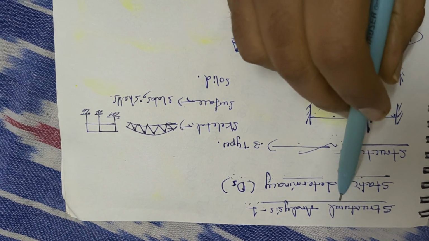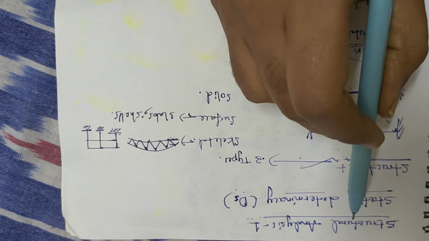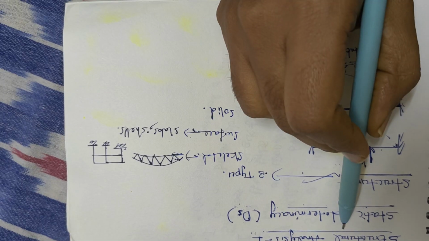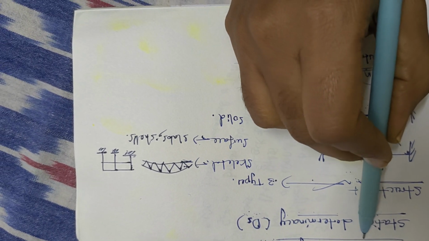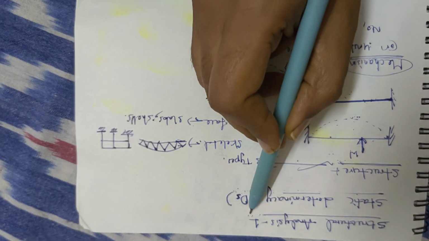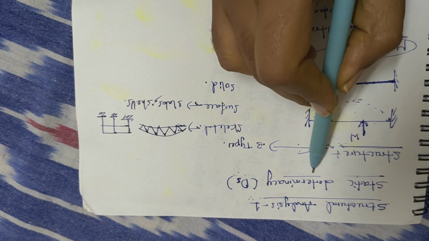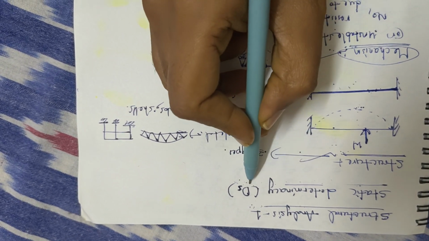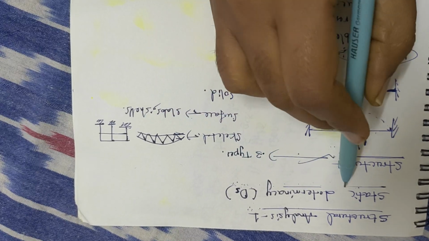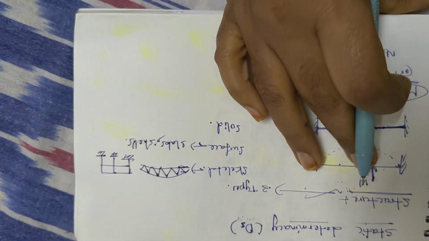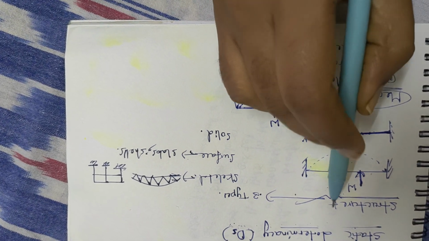Hello everyone. Today I'm going to give a talk on the subject of structural analysis 1. In this subject, our first topic is static determinacy, which is represented as DS. Before this topic, we need to examine the topic of structure.